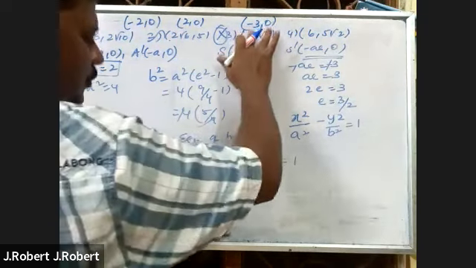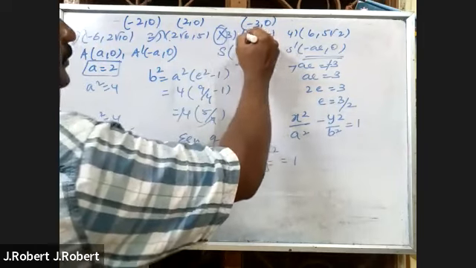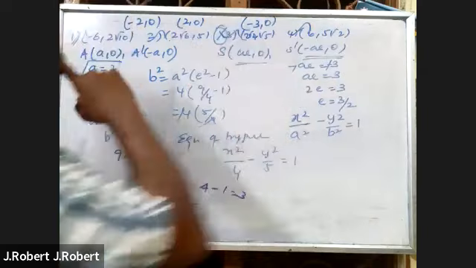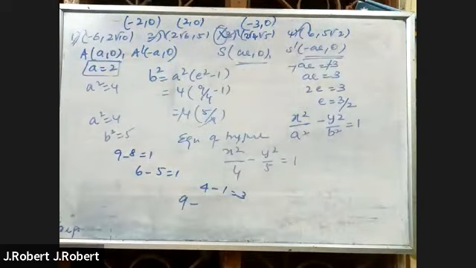Put 2 root 2. This is (2 root 2, 5). This is the answer, right? This also does not work. The right answer is the last one. Okay, so 2 root 2 means 8 by 4, which is 2, minus 1, which is 1.